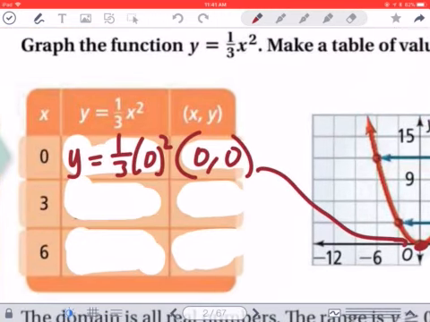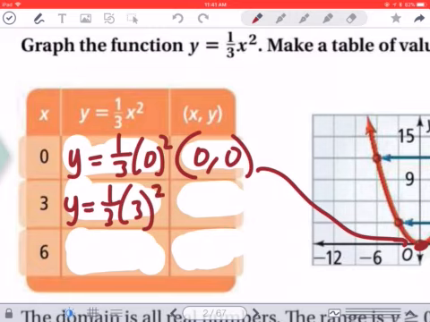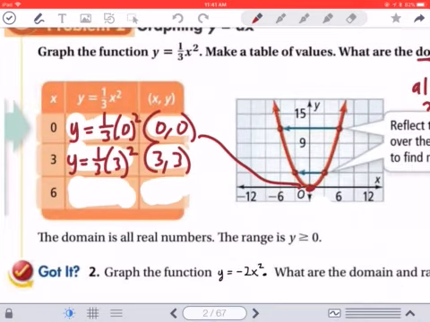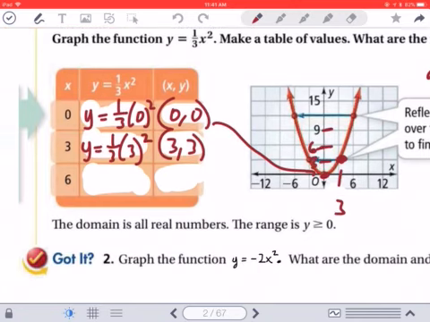0, 0. I'm going to plug in 3. So 1/3 times 3 squared. And 3 squared is 9, and 1/3 of that is 3. So my other point is 3, 3. Right there. Okay, this will be 3, and this graph is going by 3s. So 3, 6, 9. And then if I plug in 6, I get 6 squared.